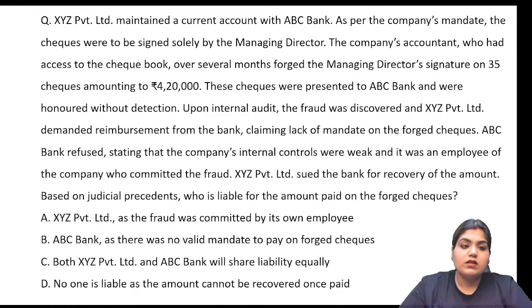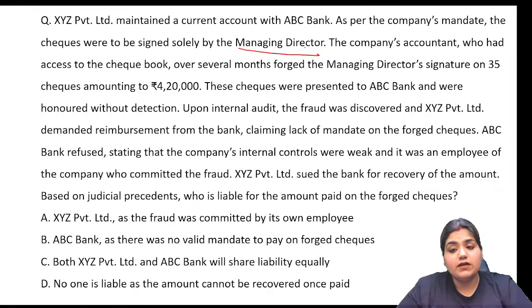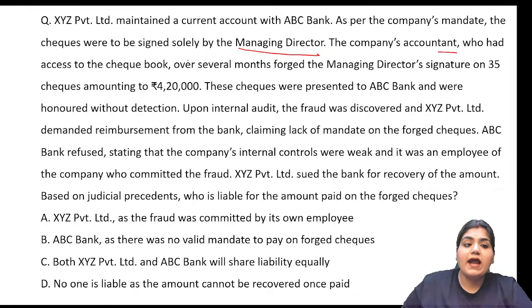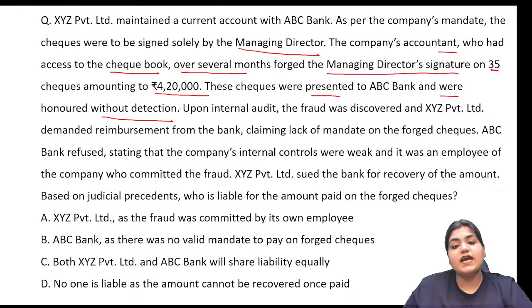Next question. XYZ Private Limited maintained a current account with ABC Bank. As per the company's mandate, the checks were to be signed solely by the MD. The company's accountant, who had access to the checkbook over several months, forged the MD's signature on 35 checks amounting to 4,20,000 rupees. These checks were presented to ABC Bank and were honored without detection. They didn't check it. It shows negligence on the part of ABC.